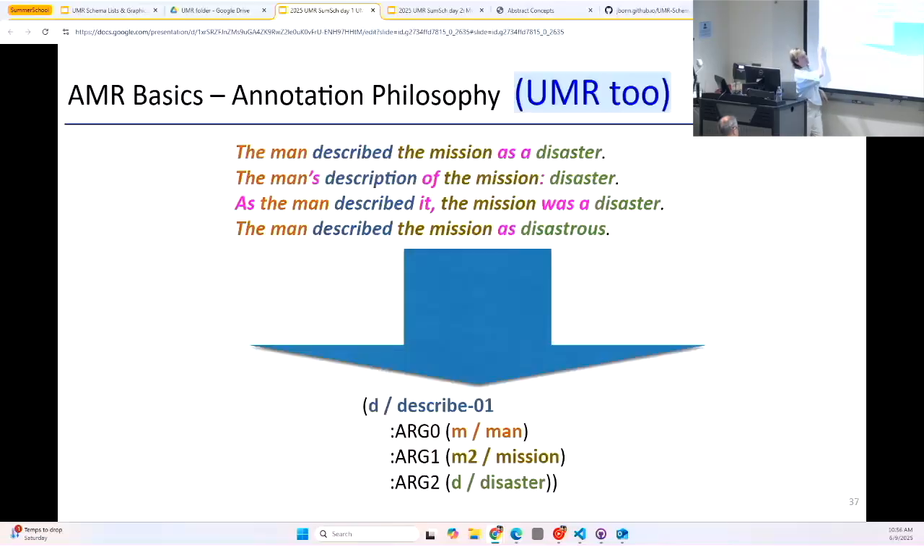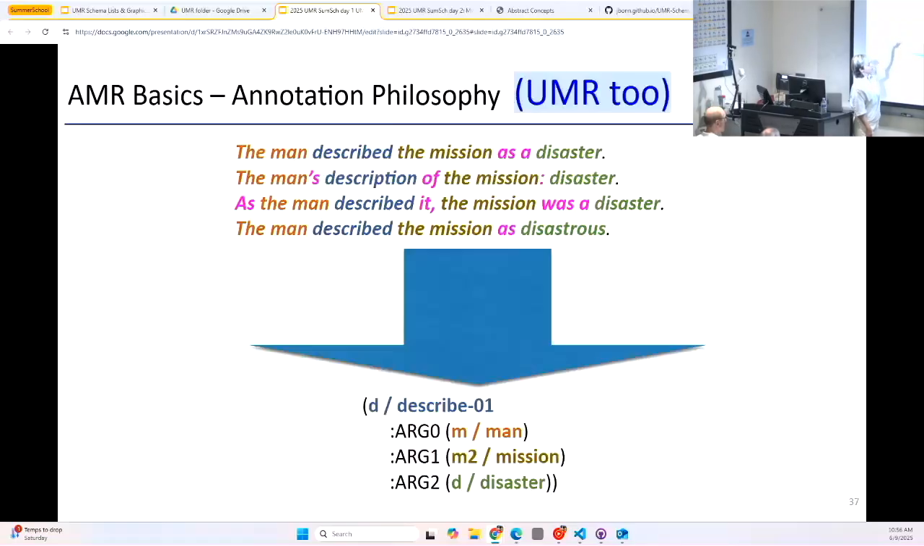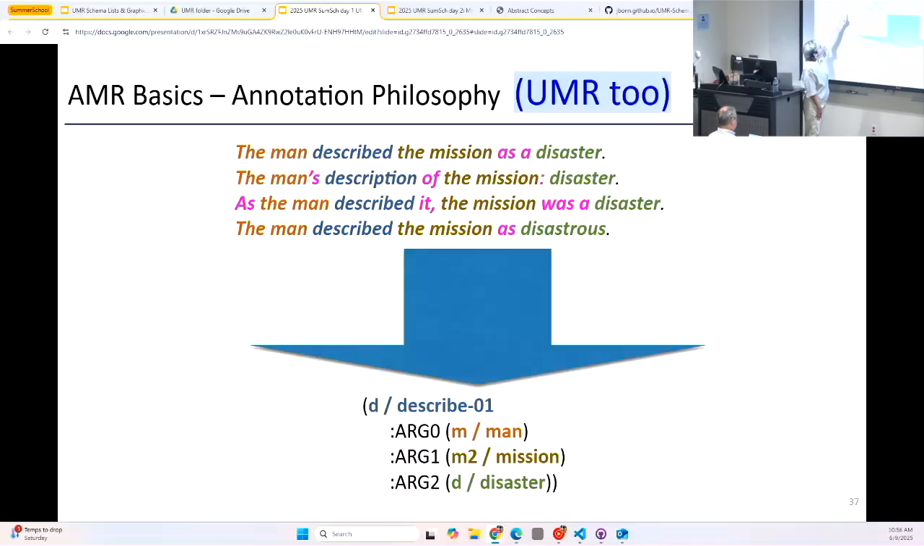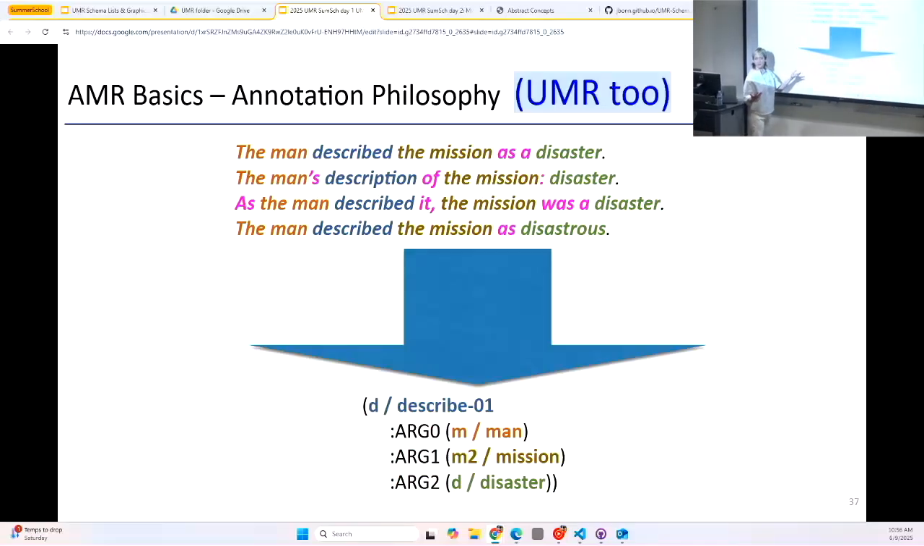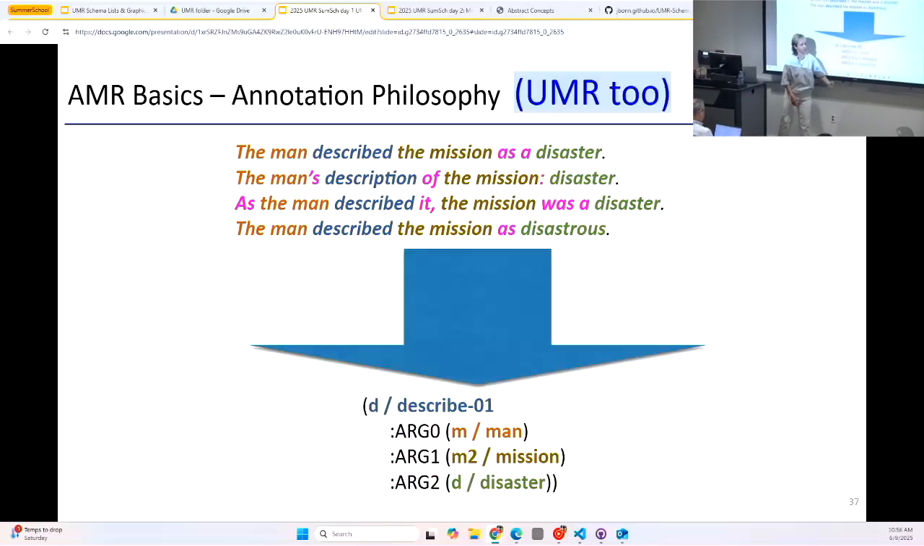Okay, and just to sum all this up, with the normalization, all 4 of these sentences would be represented by the same graph. The man described the mission as a disaster. Everything that's in pink up there is the syntactic sugar. And everything that's in the colors points back to individual nodes in the graph.